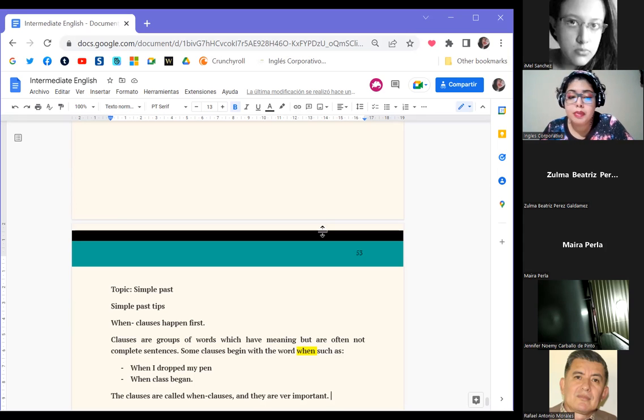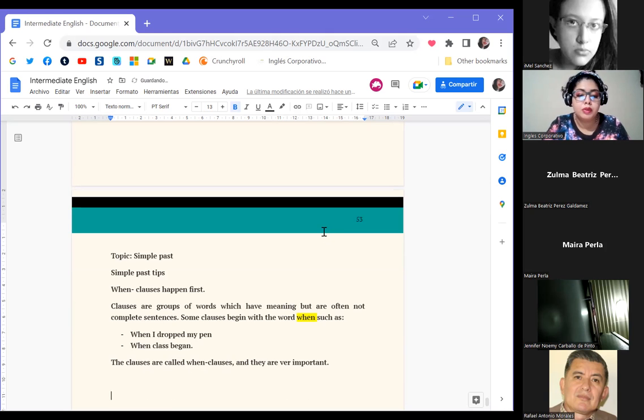And we have two examples: when I dropped my pen, and when class began. Then we have the clauses also, when clauses, and they are very important. So, tenemos esto que se llama when clauses, porque empiezan con esta palabra, ¿verdad? Con when. So, we're going to see some examples.